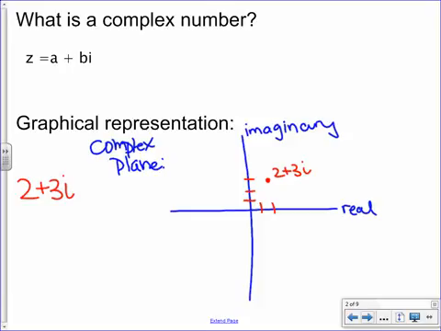If I wanted to graph 5 minus i, we would move 5 on the real axis in the positive direction, and then 1 on the imaginary axis, but in the negative direction.